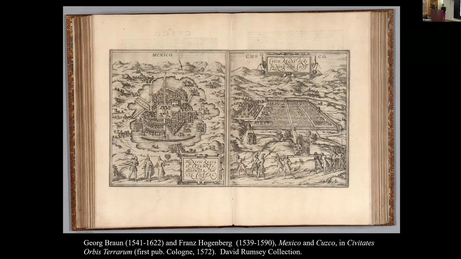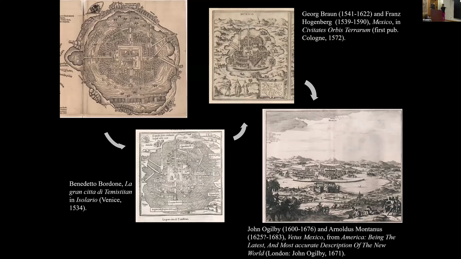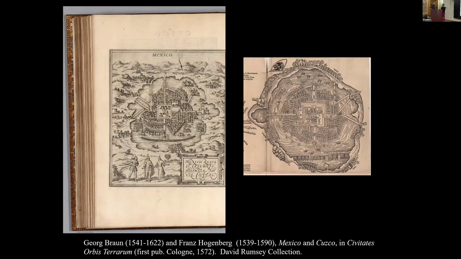This is clear in the reworkings of Cortez's map across the 16th and 17th century, sometimes to accompany a new edition of Cortez's letters, but sometimes in a totally different context. Here, for instance, it appears in one of the great topographical atlases of the 16th century, Braun and Hogenberg's Civitates Orbis Terrarum, on the screen. On the left side of the map, we can see Mexico City, based on the Cortez map. As you can see, it is flipped along the vertical axis, but it's clearly recognizable.